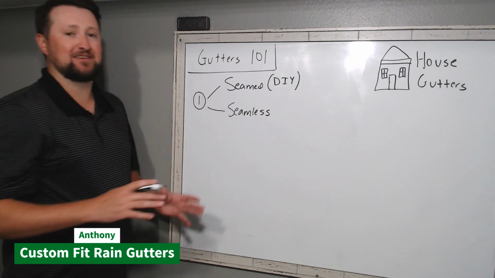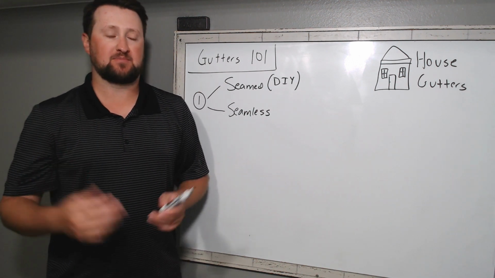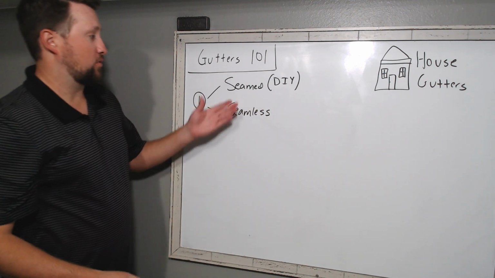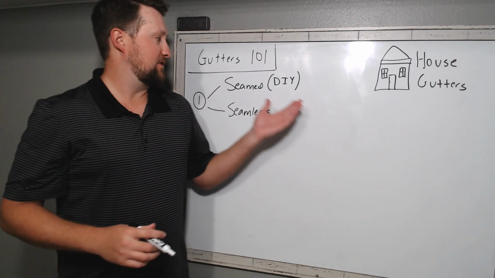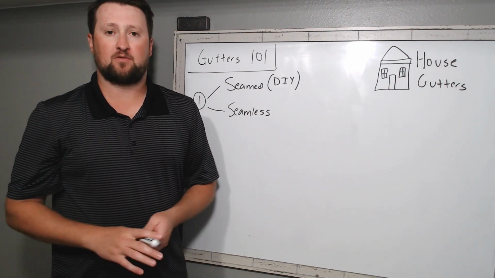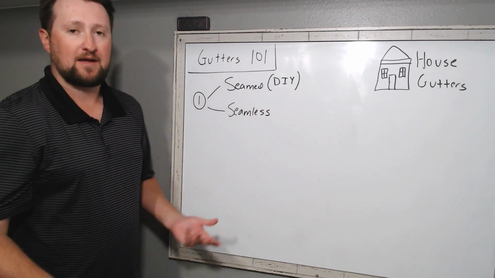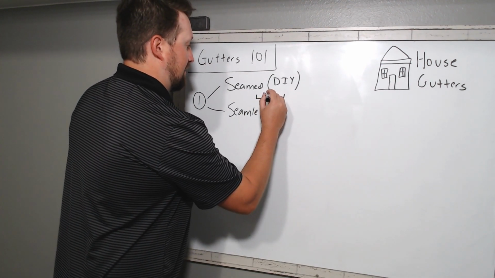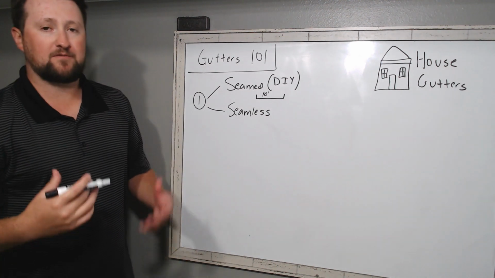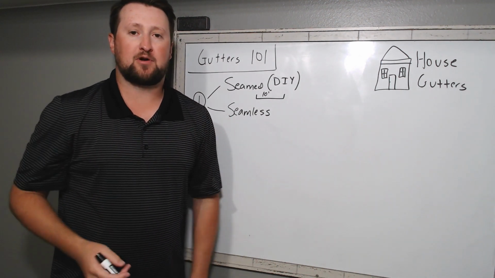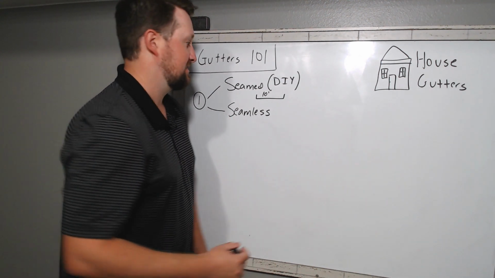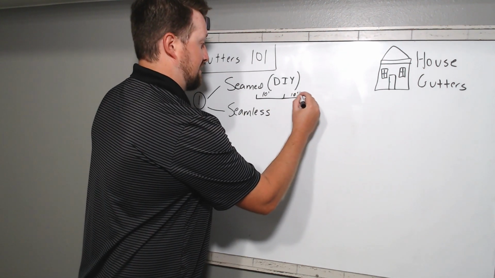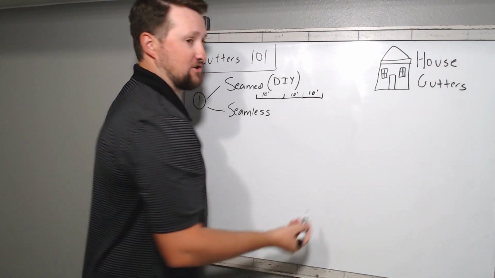So basically, with gutters, you really have two main types, okay? You have seamed gutters, and then you have seamless gutters. What seamed gutters are is really more do it yourself. Let's say you go to a department store and you get some gutters. Those gutters are going to typically come in about 10-foot sections. So if you have 20 or 30 feet that you need to gutter on your house and you don't have a machine, you're going to have to buy 3 of these 10-foot sections.